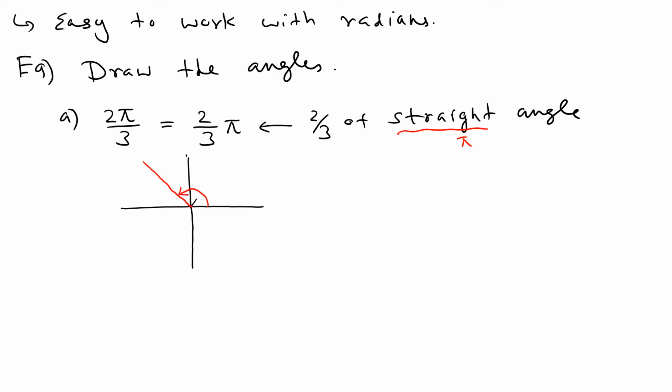So that's roughly 2 pi over 3 because it's 2/3 of the straight angle. So that's the easiest way to look at this one. So this is starting good. And this angle is in the second quadrant.